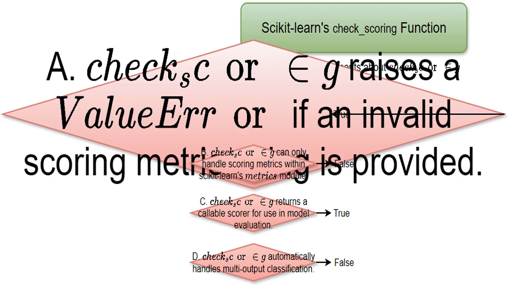This statement is correct. If you give check_scoring a scoring metric that doesn't exist, like accuracy_score_incorrect, it'll immediately let you know by raising a ValueError. This is helpful because it prevents errors later on in your analysis.